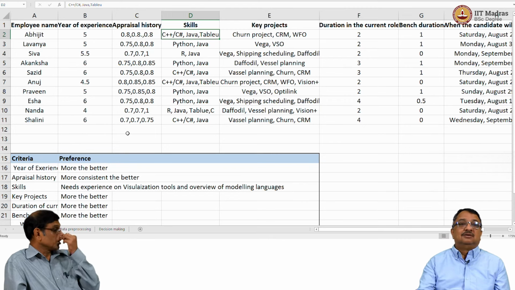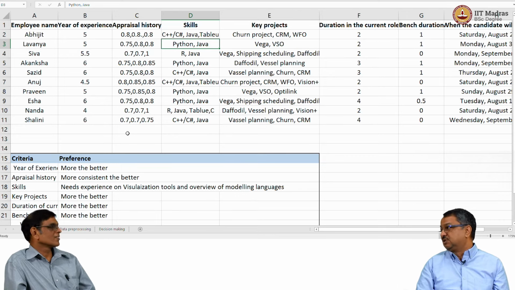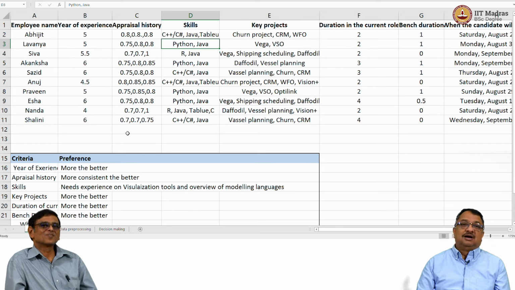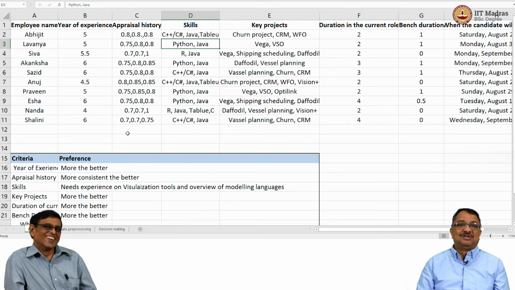So count now, not the other skills. On the other hand, Lavanya only knows Python and Java, which is 2 skills. Shiva knows R and Java. So we should count. The only question is, how do we do the counting? Because again, this is a text string. Okay. Excel. So this is what we'll need to do.